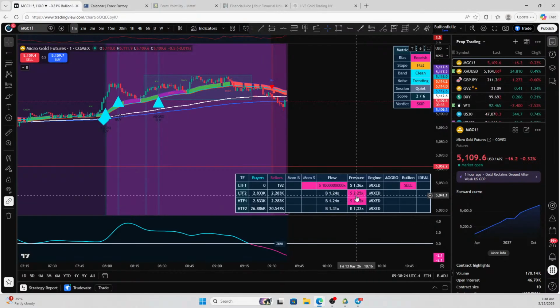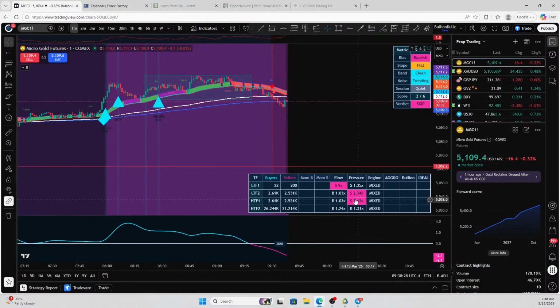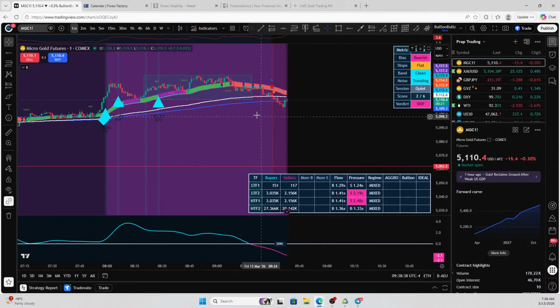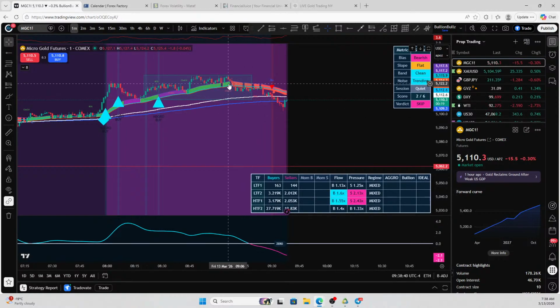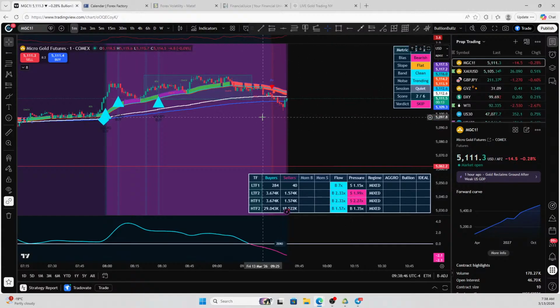Right now, you see, guys, the pressure is telling us that we don't have any side dominating, and that's why we're staying out of the market, even though we are seeing this signal pop up. So we're not taking any trades. We're just waiting for now. We're going to be waiting for the news to drop.